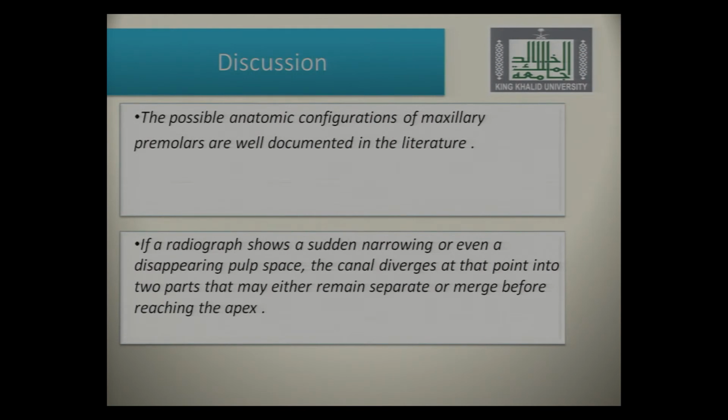Discussion: the possible anatomical configurations of the maxillary premolar are well documented in the literature. If the radiograph shows a sudden narrowing or even disappearance of the pulp chamber, the canal diverges at that point into two parts, which either remain separated or merge before reaching the apex. Additionally, if the pulp chamber appears to deviate from the normal configuration and seems either triangular in shape or too large in the mesiodistal plane, more than one root canal should be suspected.